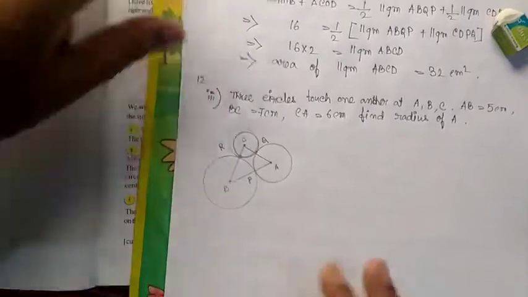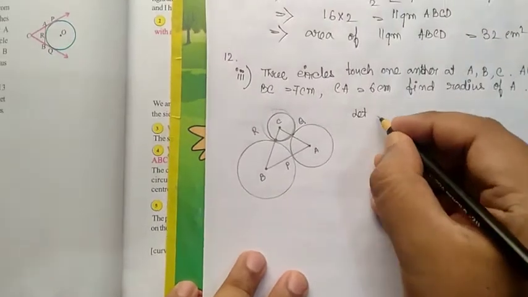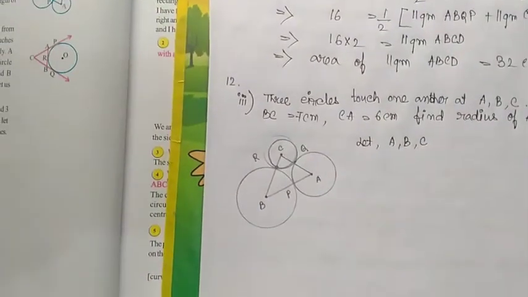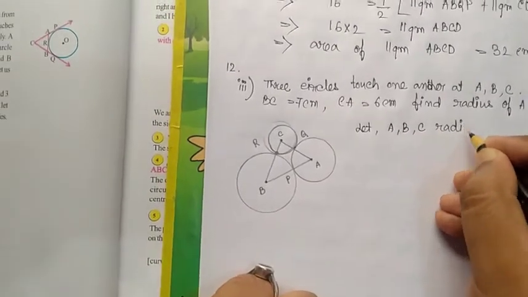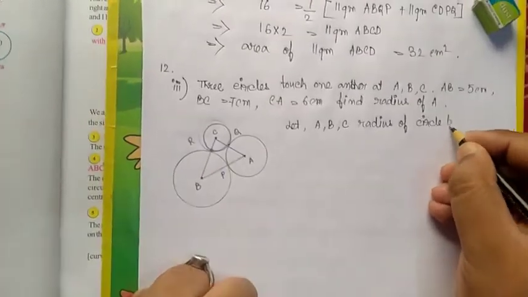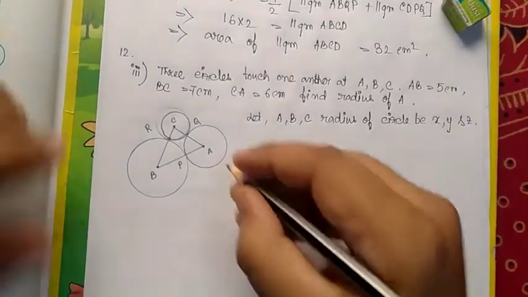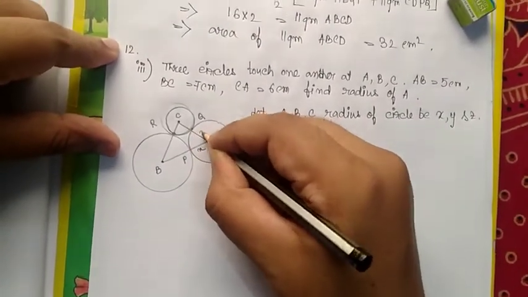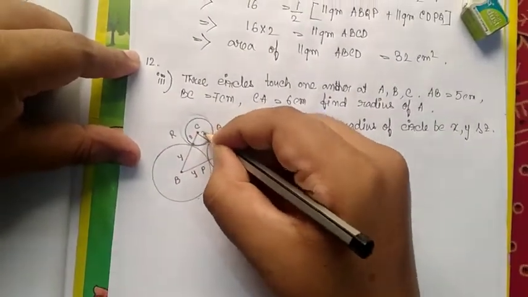First of all, let the radius of circle A, B, C be X, Y and Z. So we're gonna assume that this is gonna be X, so therefore AP is the radius, this is X, AQ is the radius, this is X, this is Y, this is Y, this is Z, this is Z.